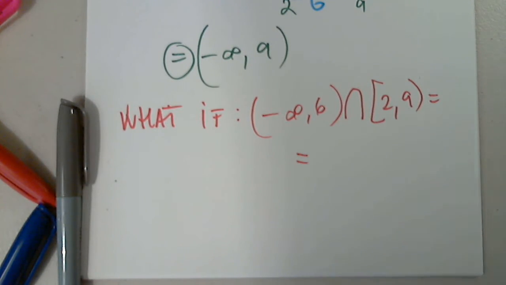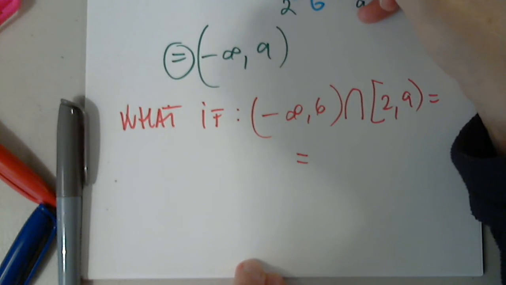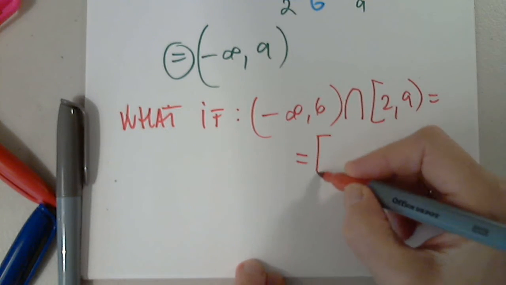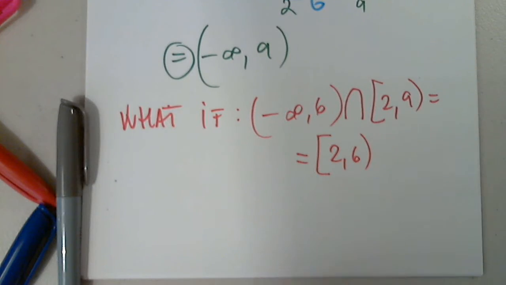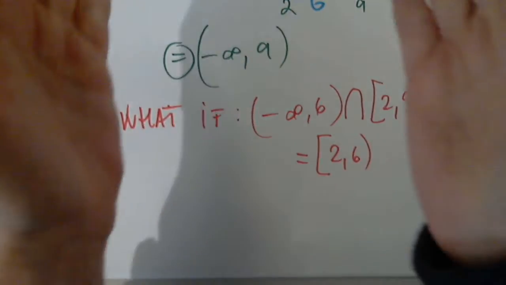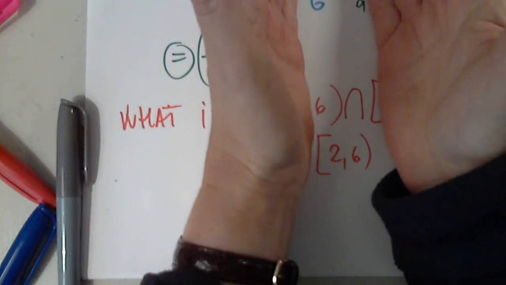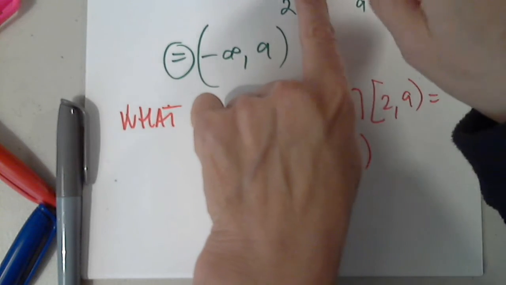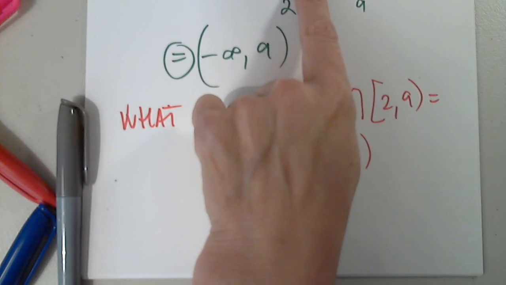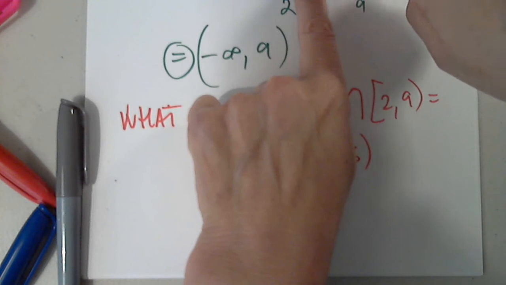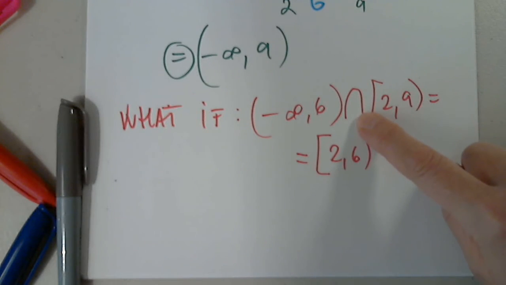Great job. Does everyone see that this is the common territory? This is the blue, this is the green. The only portion where I have blue and green at the same time is between 2 and 6. And that is the intersection. That means common elements.